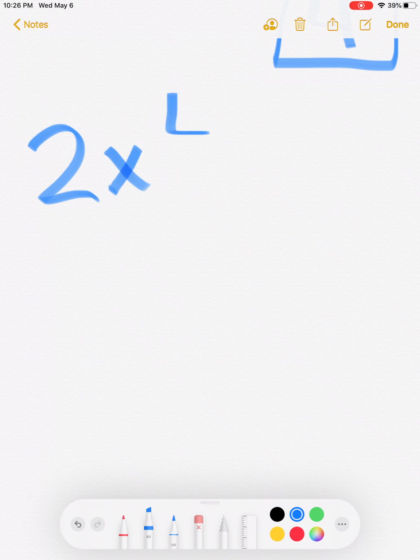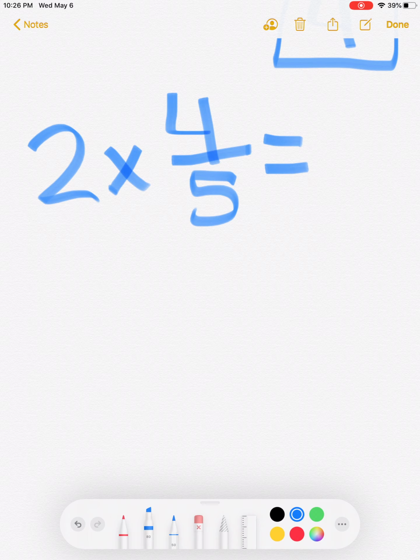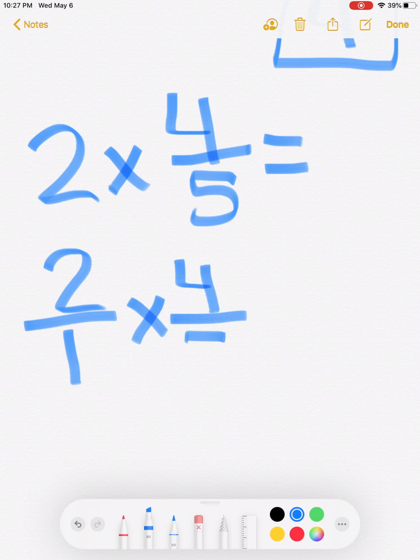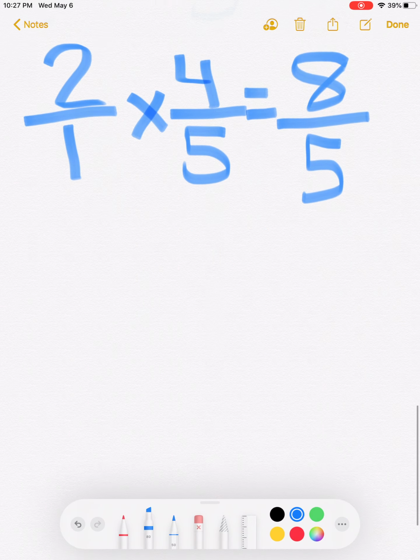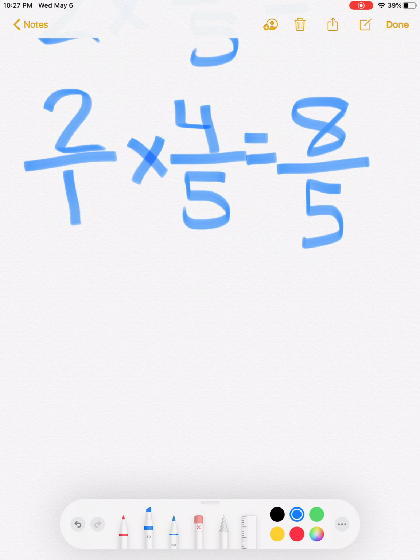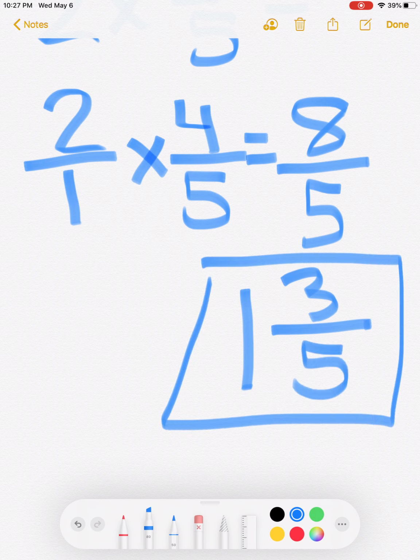2 times 4/5. Well, we want both of them to be fractions, so we take the 2, put it over 1, multiply it by 4/5. 2 times 4 is 8. 1 times 5 is 5. We have 8/5, which is improper, and it becomes 1 3/5. Okay? Numerator times numerator, denominator times denominator, and then fix it.